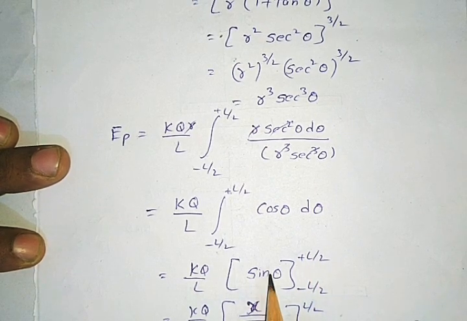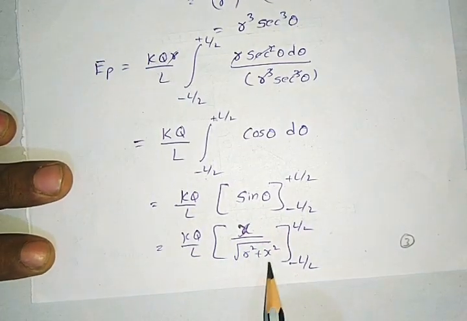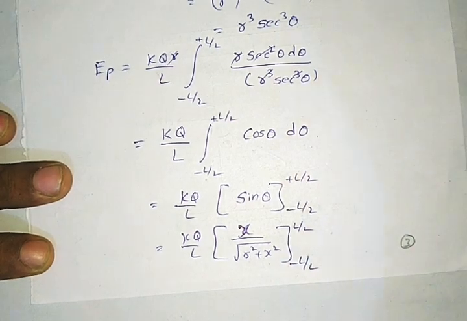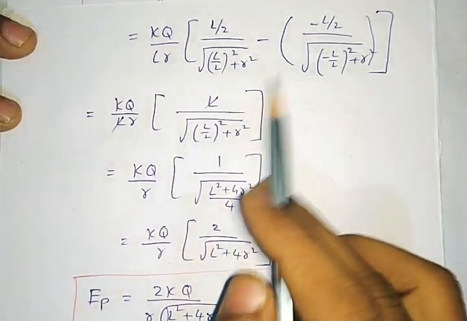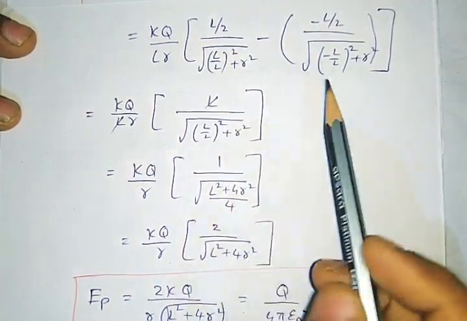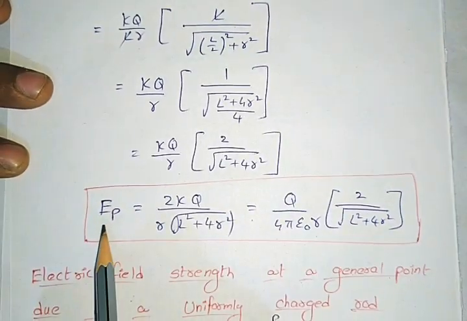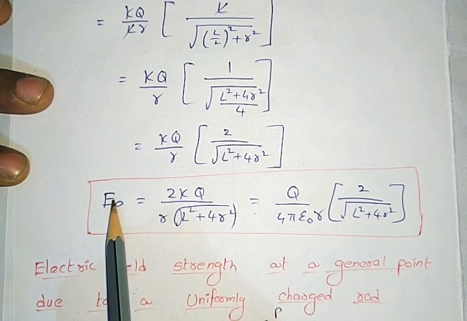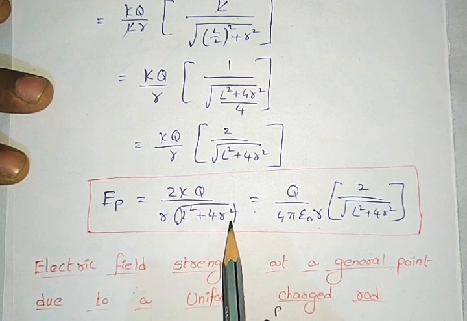In the place of sin theta we already used this relation x by root of r square plus x square, and the limits will be minus L by 2 and L by 2. Now in next step we will substitute the limits. By substituting lower limits and upper limits and by detailed step by step simplification, we will get the final result as electrical field intensity at point P on the equatorial line as 2 k q by r into root of L square plus 4 r square.